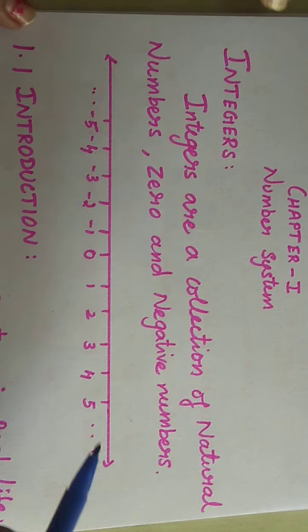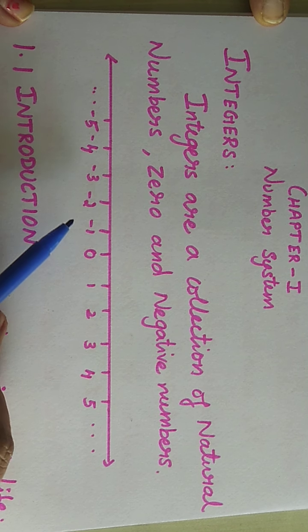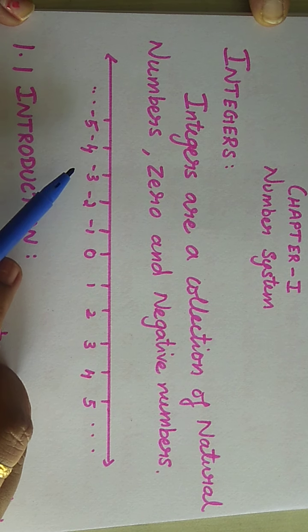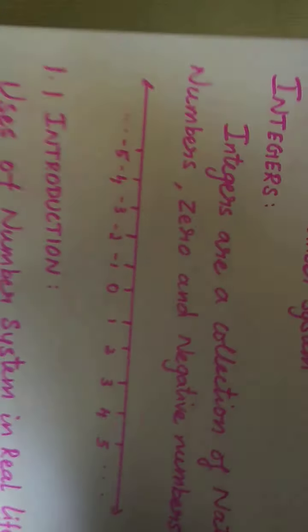So here it is 0, and the natural numbers and the negative of the natural numbers, that is, we have to add minus. Negative means the symbol is minus. So minus 1, minus 2, minus 3, like that we have to write it. And now we are going to see the introduction part.